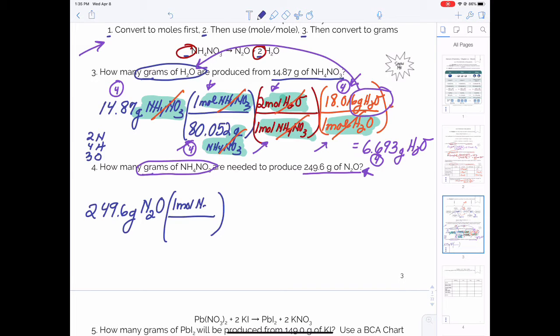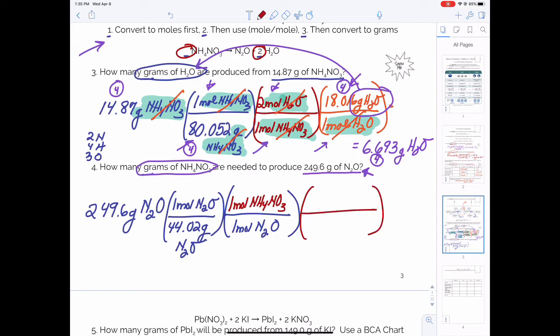1 mole of N2O. I look on the periodic table, 44.02 grams. Next parenthesis, I convert from moles of N2O to moles of NH4NO3 using the coefficients from the balanced chemical equation. So the coefficient in front of N2O is 1 mole of N2O. And the coefficient in front of ammonium nitrate is also 1. So 1 mole NH4NO3. The question's asking for grams of NH4NO3.